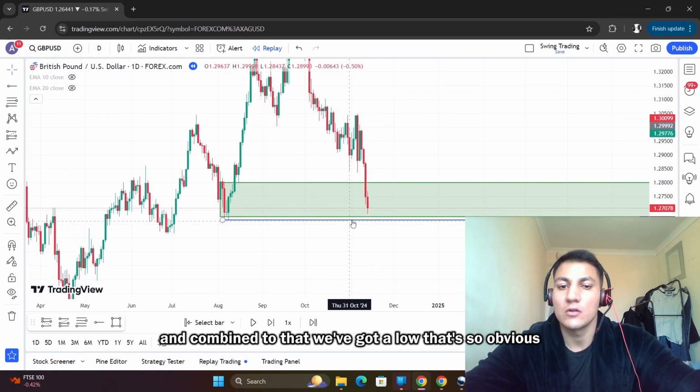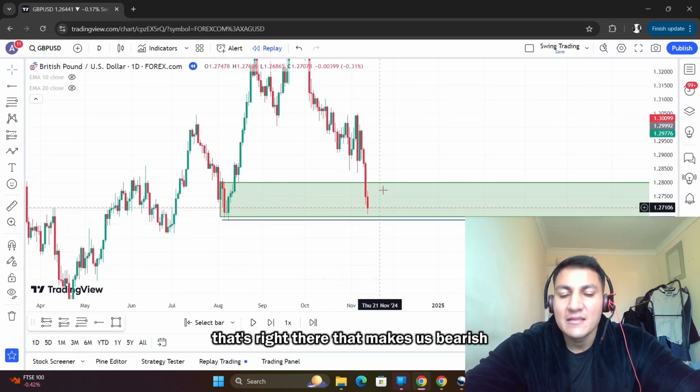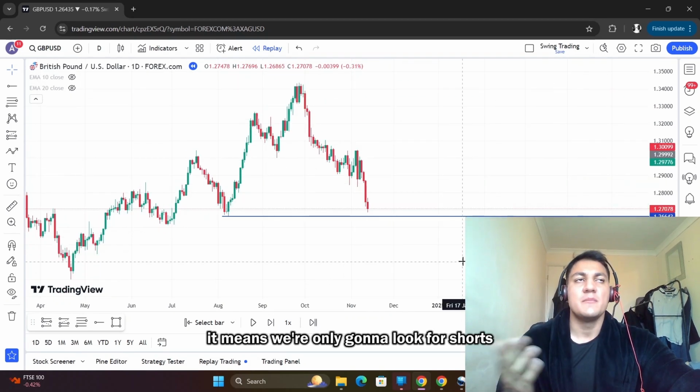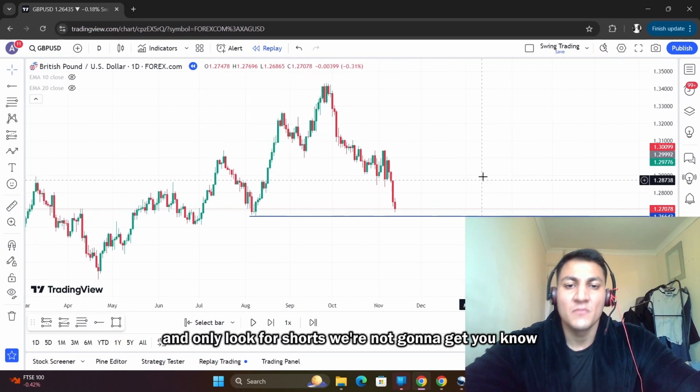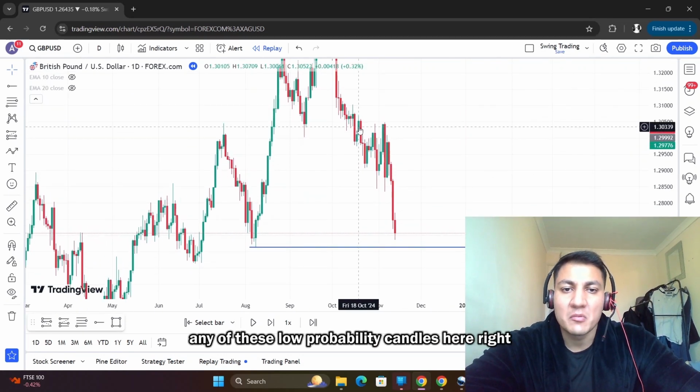And combined to that, we've got a low that's so obvious, that's right there. That makes us bearish. So what does that mean for us? It means we're only going to look for shorts. We're going to get on the lower time frames and only look for shorts. We're not going to long any of these low probability candles here, right?